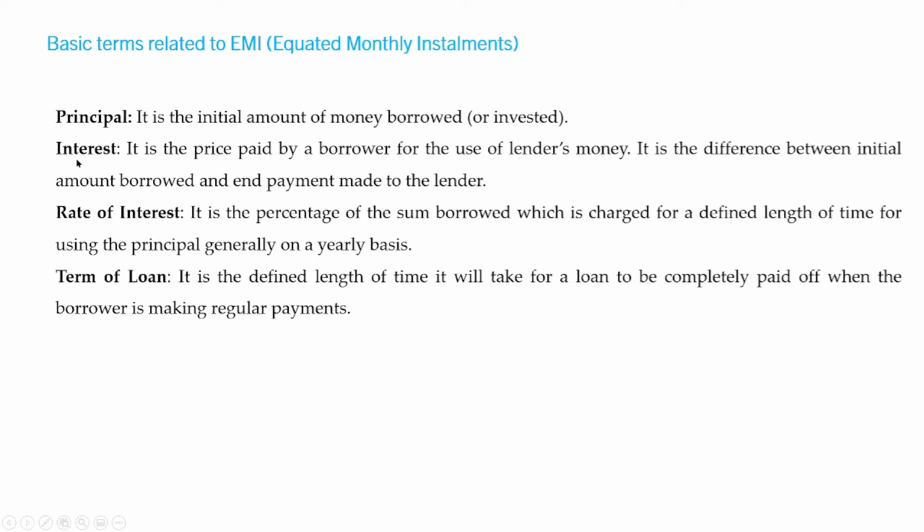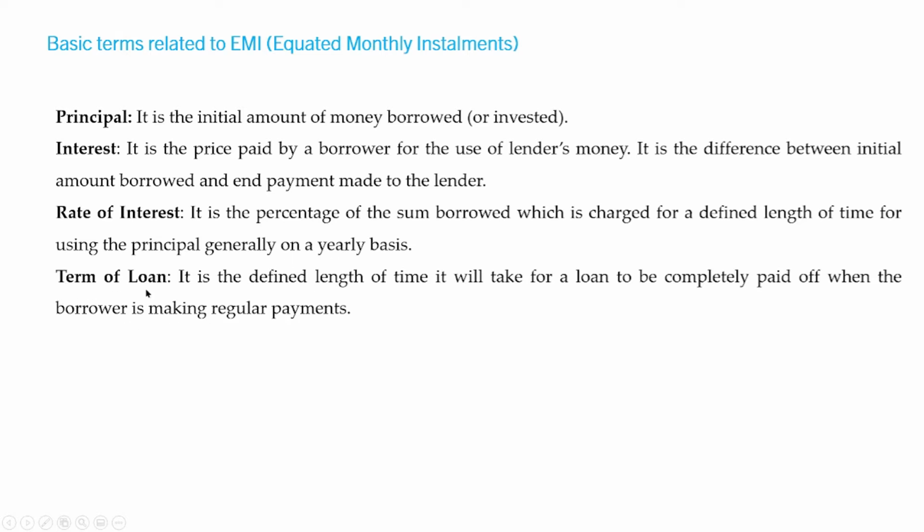And then we have interest. Interest is the price which is paid by the borrower for the use of the lender's money. So total interest is the difference between the initial amount which is borrowed and the end payment which is made to the lender. And then we have the rate of interest. Rate of interest is the percentage of the sum which is borrowed and it is charged for a defined length of time for using the principal, generally on a yearly basis.